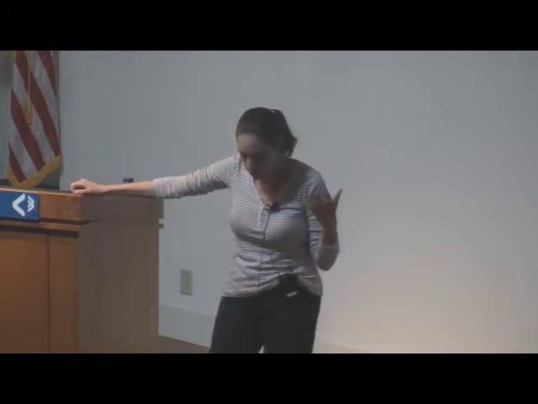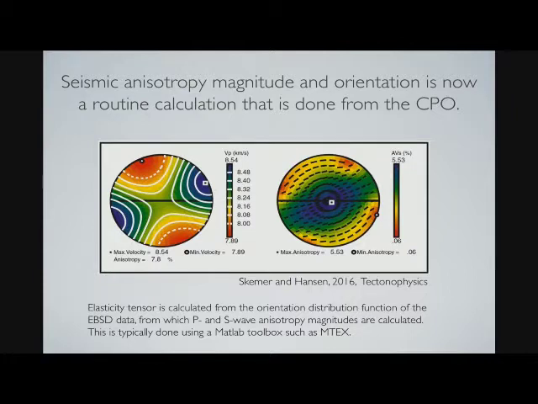This is not for that same data set. This is just an example from a review paper by Phil Skemer and Lars Hansen, which is to say that nowadays it is very routine to take your EBSD data set and to calculate the elasticity tensor from that, and then to calculate what that means in terms of the splitting and the magnitude of the splitting. And that is almost always done these days in MATLAB using this toolbox that has come online called MTEX. And that's a great resource that has been developed and made available to the community. And so you will see in a lot of papers that look at olivine LPOs that they go this step further and calculate the seismic wave properties as well.